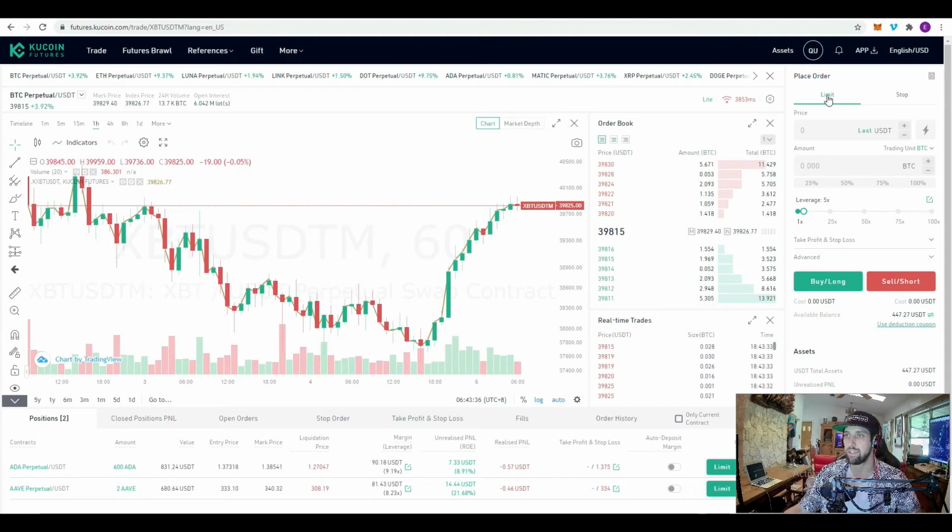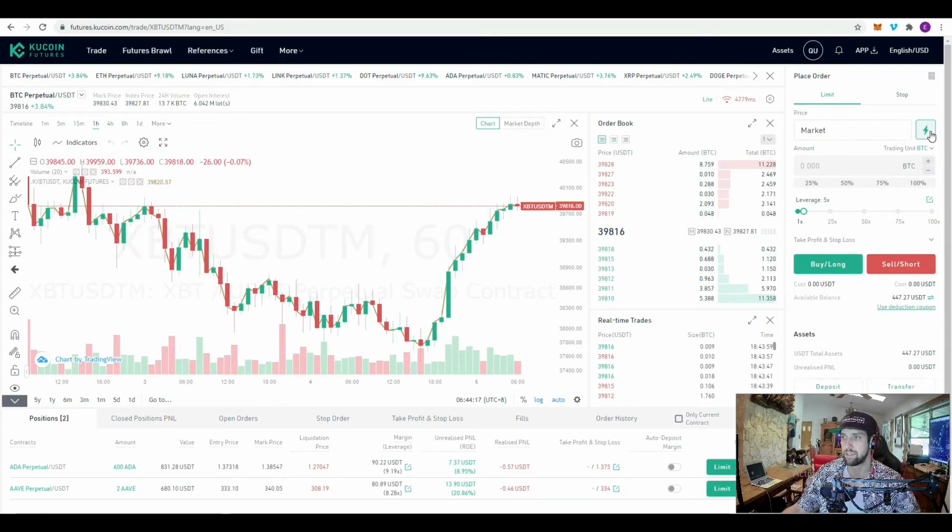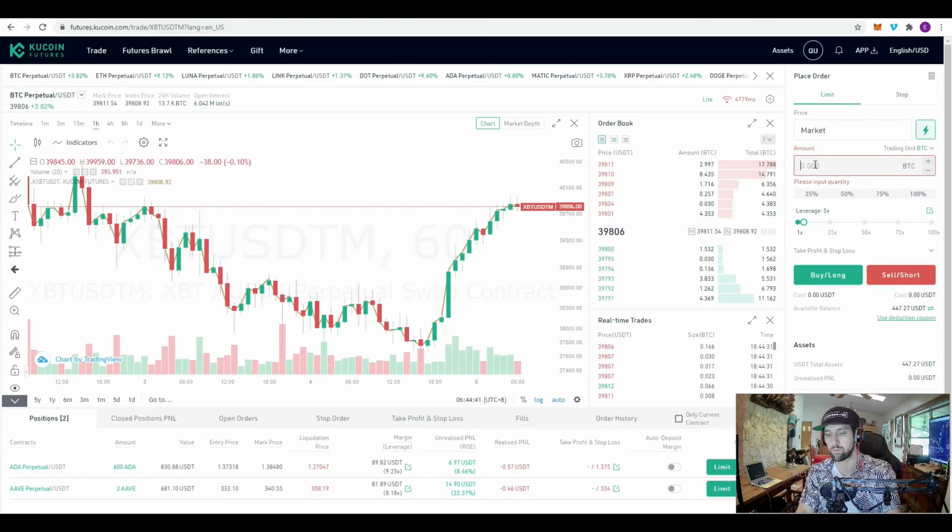Now, I want to set a limit, so you can either go with the last price or a set buy value. For the sake and purpose of this video, I'm going to hit this lightning bolt, which is going to make it buy at market. For this example, we're going to start with 0.001. That's the smallest amount of Bitcoin you can buy on KuCoin. If I wanted to buy 0.001 of Bitcoin, it's going to cost me around $40.